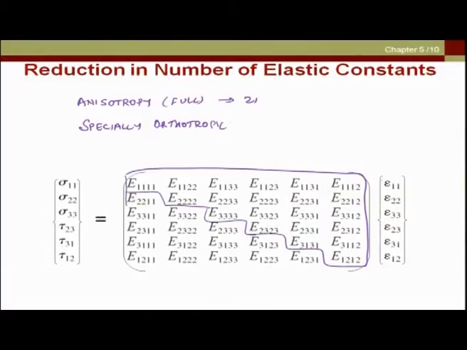If that is the case, then shear strains and extensional stresses will not be coupled, and shear stresses and extensional strains will not be coupled. That means this term will be 0, this term will be 0, this term will be 0, because this term couples sigma 1 with the shear strains. Similarly, this term will be 0, this term will be 0, this term will be 0.